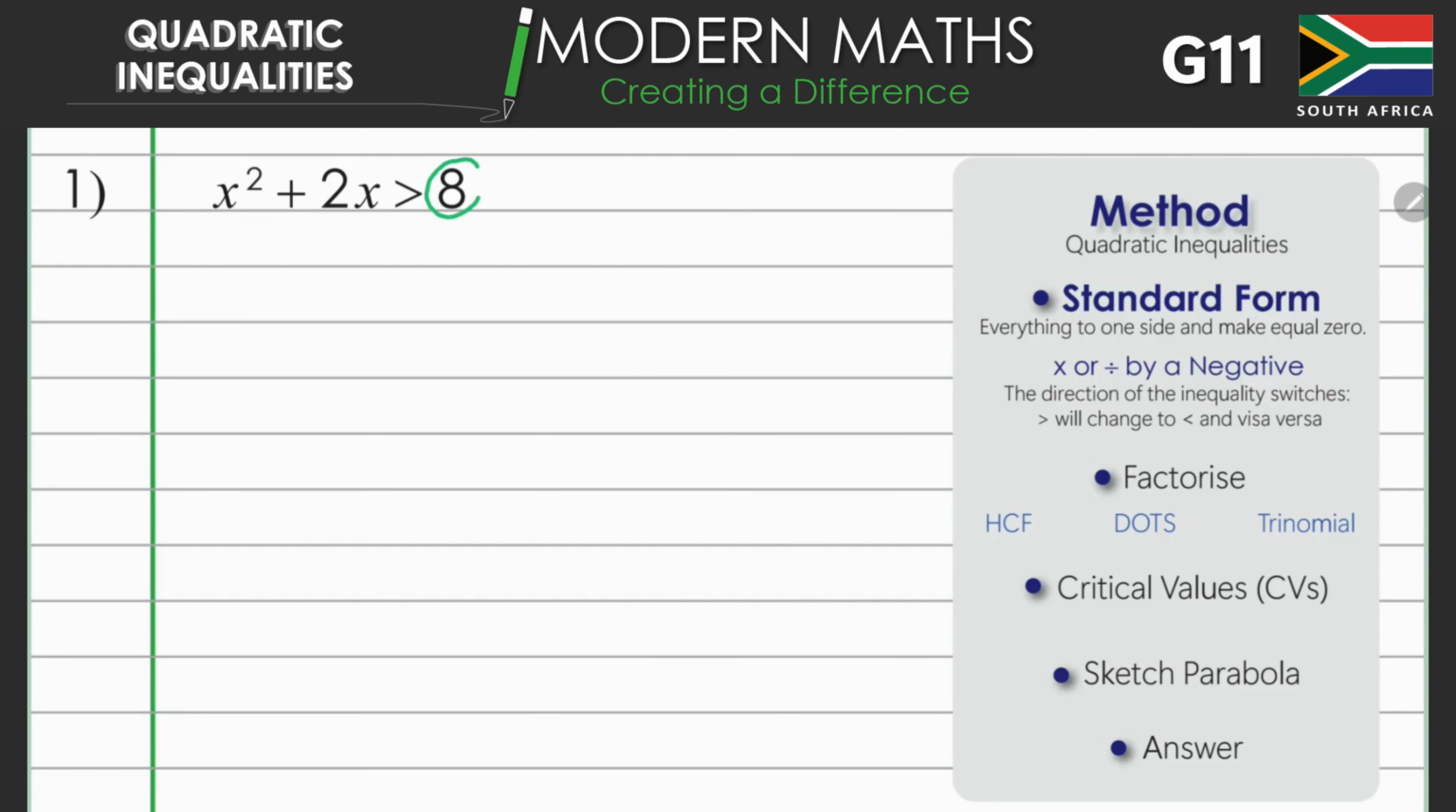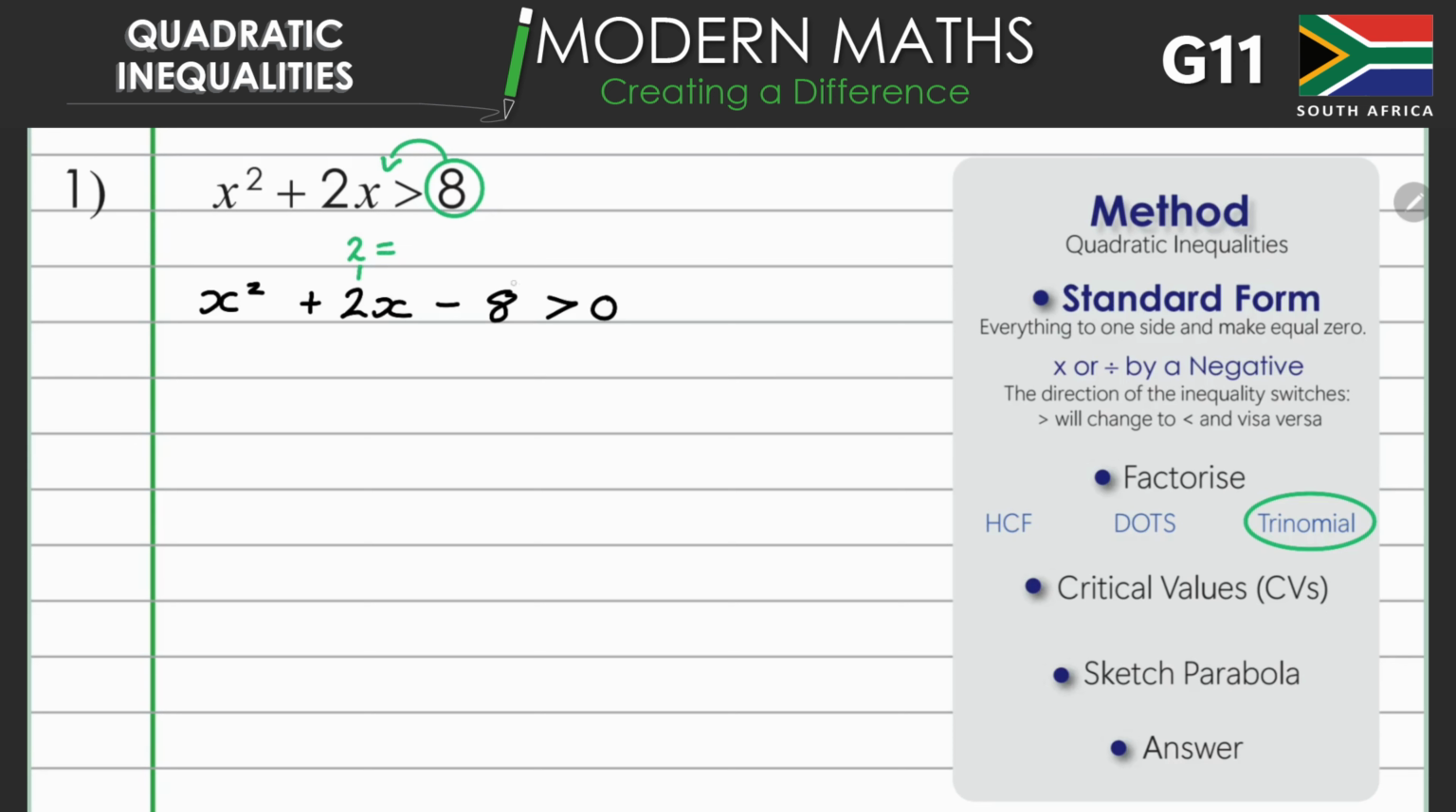Alright, let's jump into quadratic inequalities. First things first, you're going to want to get standard form. So that will entail moving the 8 over so that everything is equal to 0. Remember when you move the 8 over, it changes sign, so now it's negative 8. And then I have a little trinomial on my hands over there, so I'm going to factorize accordingly.